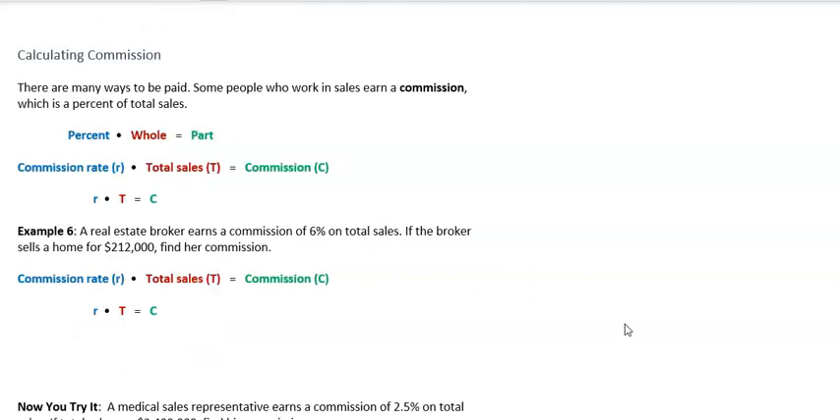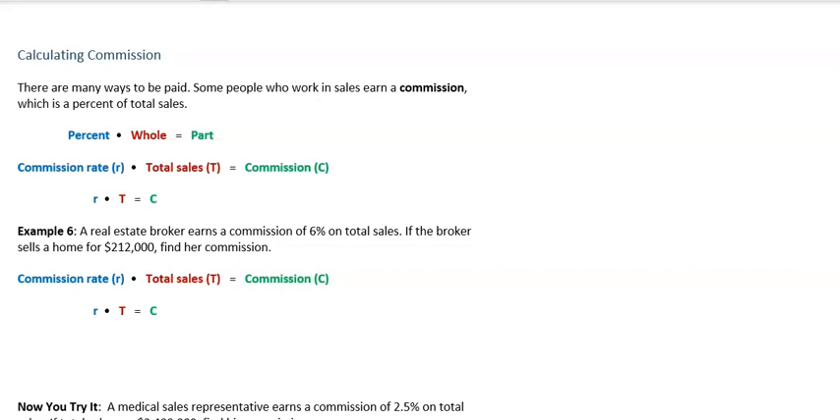This next section is about calculating commission. There are lots of ways that you may be paid in your job. Some of them are hourly, or you're on a salary. Other people who work in sales especially, they earn a commission, which is going to be a percent of the things that they sell. So this works the exact same way as all of them. Percent of whole equals part. So the commission rate, which is again a percent turned into a decimal, times the total sales equals the commission that they receive. Okay, so we're going to look at some of these.